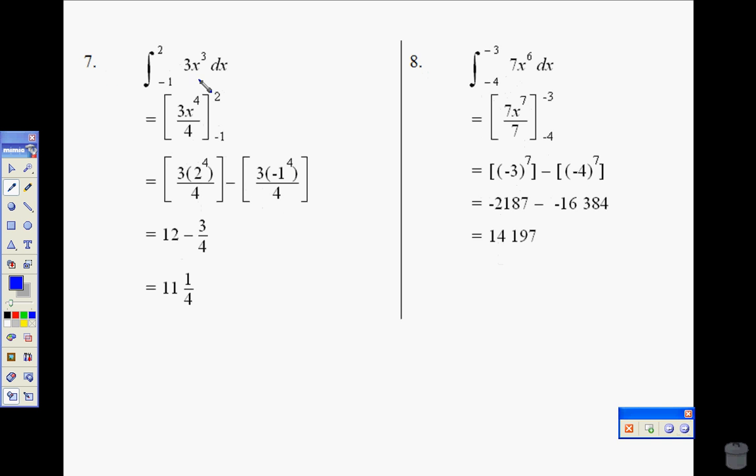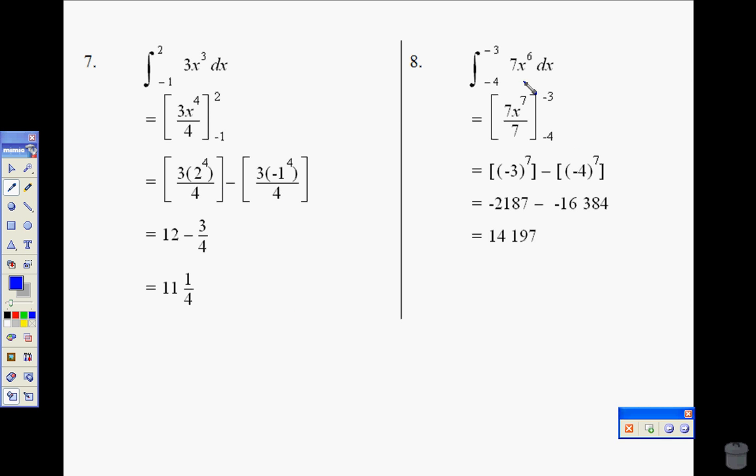3x cubed gives us the 3x power 4 over 4. We're going to integrate between 1 and 2, so we substitute 2 in, and we substitute the 1 in. Be really careful with your values and subbing them in and how you put them into the calculator. So we get the 12 minus 3/4, which will give us what, 11 1/4.